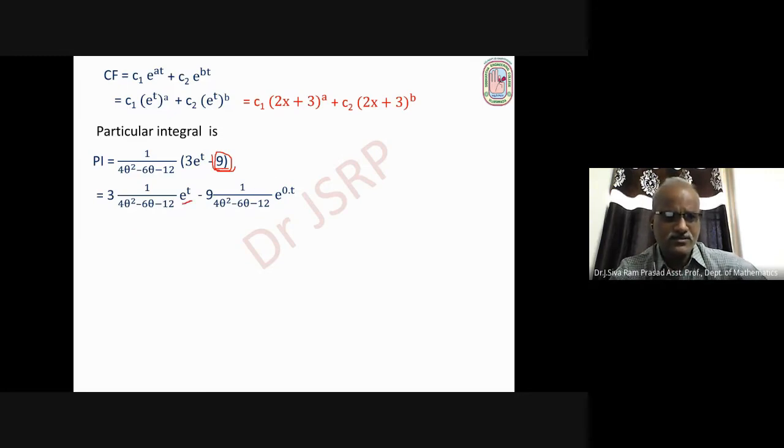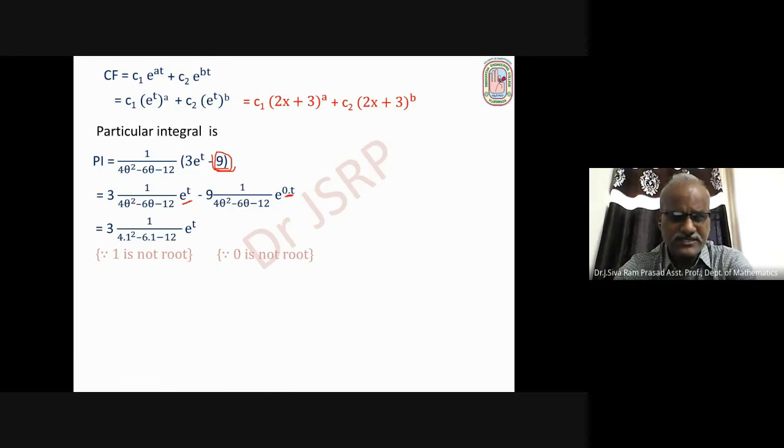So what is the coefficient of t in the exponential function here? 1. Observe, 1 is not a root. Just replace theta by 1 in the first term. So 3 into 1 by 4 into 1 square minus 6 into 1 minus 12 into e power t. Here also the t coefficient in the exponential function is 0. Again 0 is not a root. So replace theta by 0. So minus 9 into 1 by 4 into 0 square minus 6 into 0 minus 12 into e power 0t.